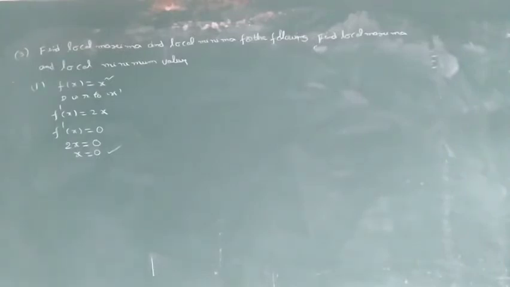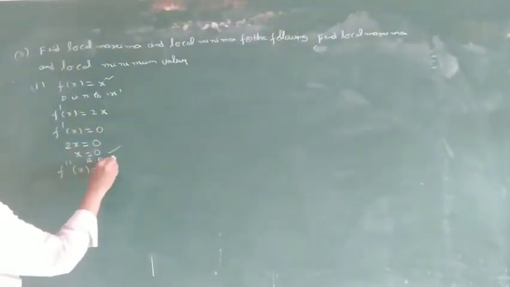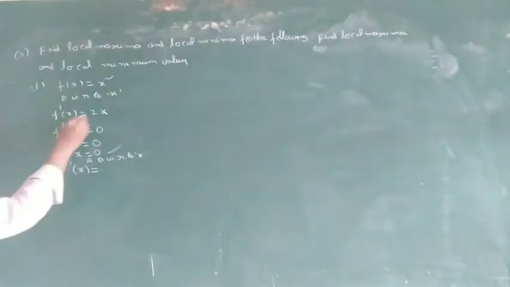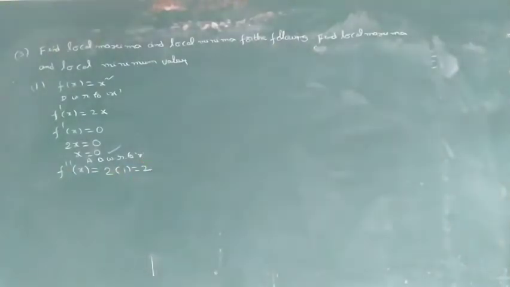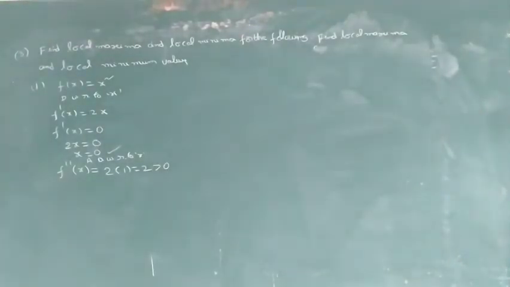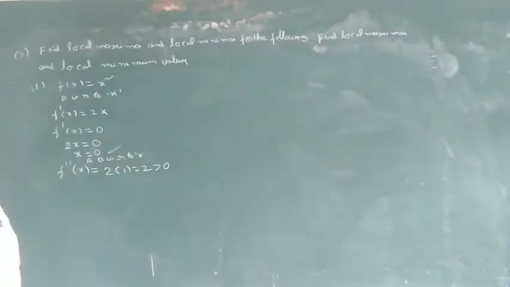F double dash of x. Second derivative test. F dash of x means one time derivative. Again derivative with respect to x. F double dash of x, where f dash of x is equal to 2x. F double dash of x is equal to what? 2 into 1 is equal to 2. 2 is greater than or less than 0? F double dash of x greater than 0 means local minima. Greater than 0 means local minima.